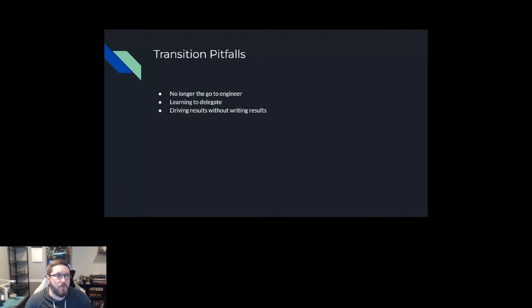So I wanted to touch real quick on some of the transition pitfalls that I actually had. One of the biggest pain points that I had is I never really had anybody that laid it all out there and said, hey, this is a career change. And one of the big things that you need to come to the realization of is that you're no longer the go-to engineer to fix everything.